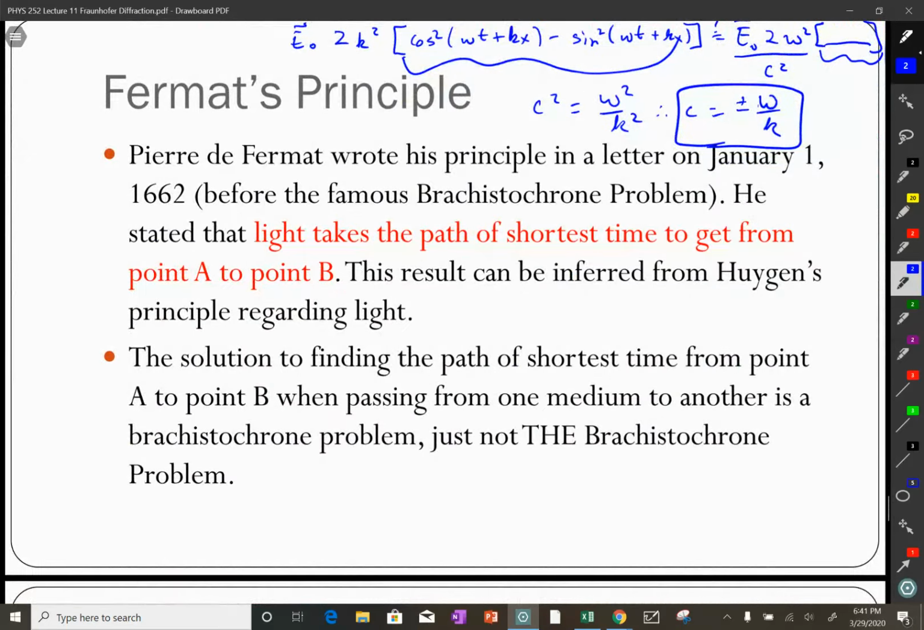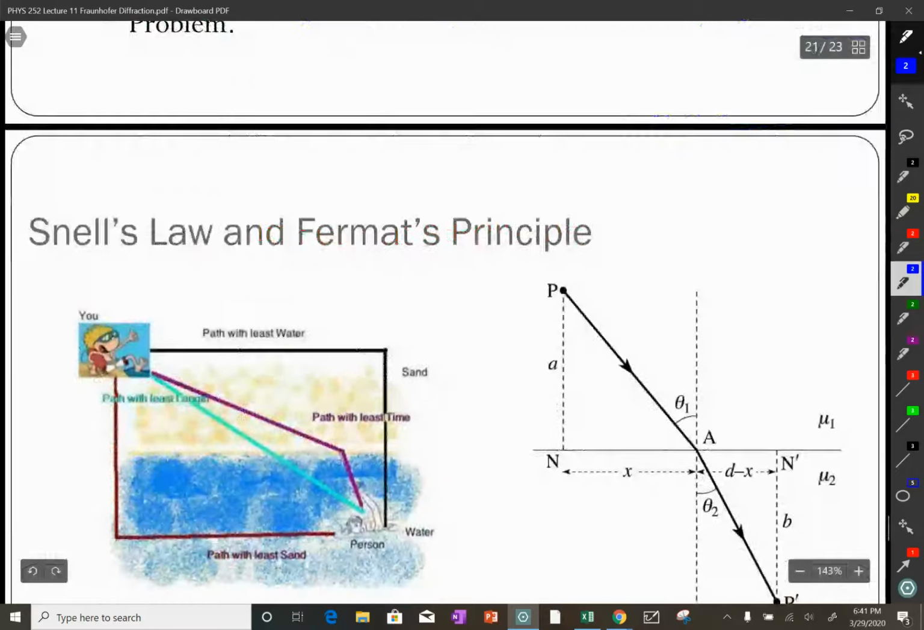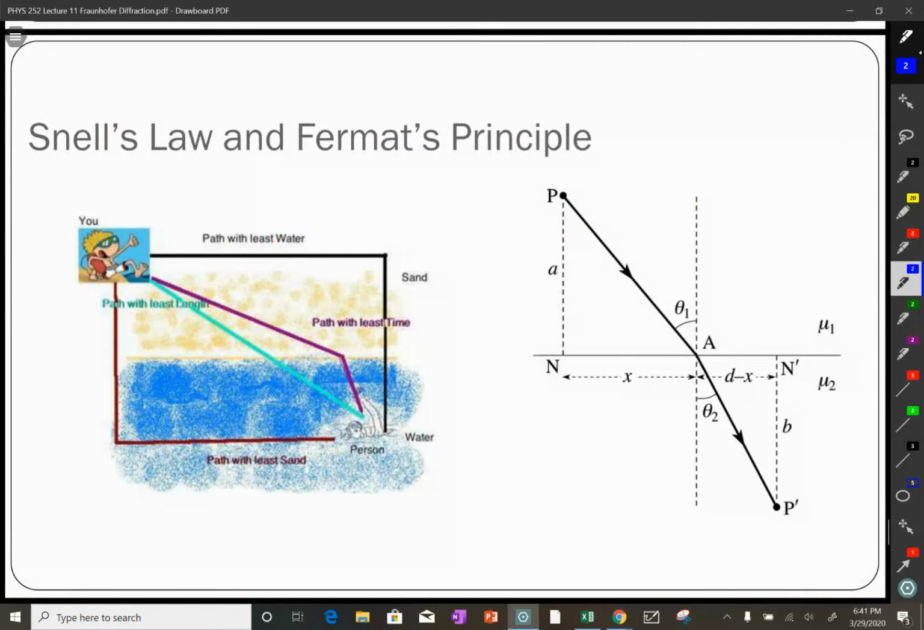Next thing, Fermat's principle. Remember Pierre de Fermat suggested that light takes the shortest time to get from point A to point B. And if you use Huygens principle, you can actually do the calculation. So we did this calculation. I'm not going to repeat it. You can go back and look at the lecture on that. But you should be able to do this calculation.